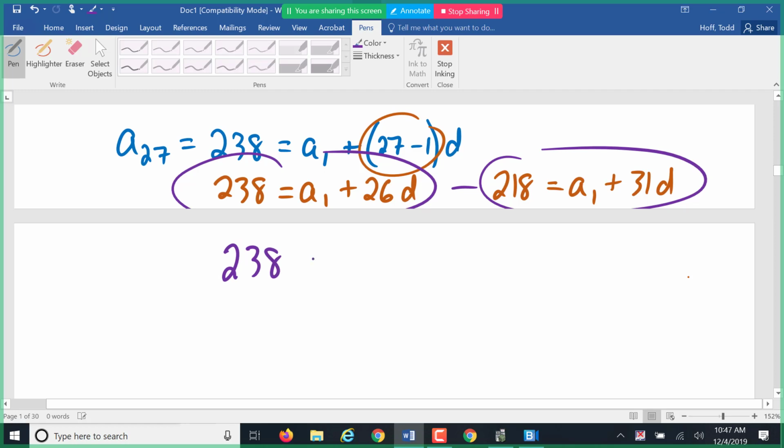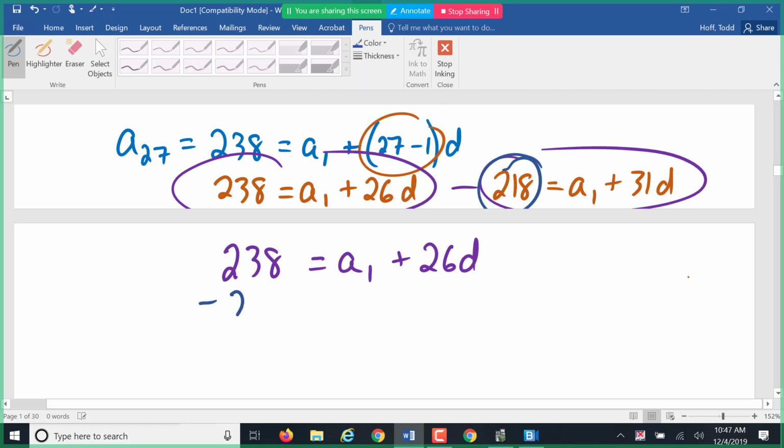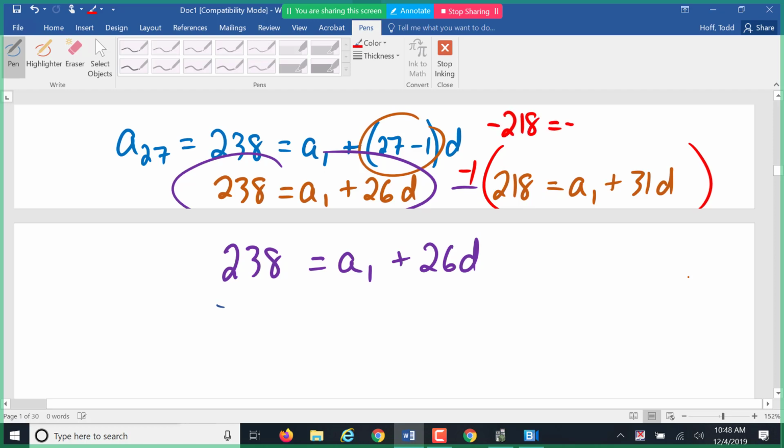So I have 238 equals A1 plus 26D. On the left side, I'm going to subtract the 218. On the right side, I'm going to subtract the A1 and 31D. Now to make this simpler, I'm going to take this whole equation, 218 equals A1 plus 31D, and multiply it by negative 1. It gives me negative 218 equals negative 1 A1 minus 31D.